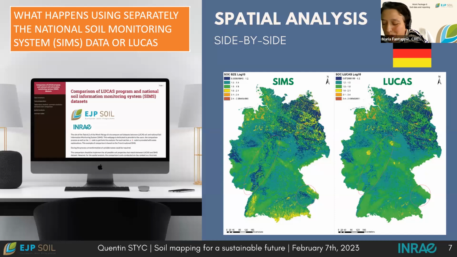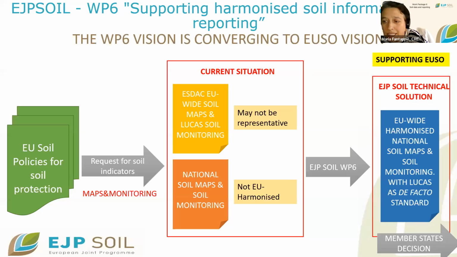And then finally, I will go very fast through the last few slides. I want to present that in EJP SOIL Work Package 6, we are doing a lot of work to analyze what happens if you use national monitoring system data or local data sets at European level. And you can see here an example in Germany where you can see very different results. As was presented by David, our aim is to come to an integration of these data sets, the national and the European level data sets, to avoid the problem of having data that are perhaps not representative for Europe with only LUCAS, but also the problem of not having harmonized maps at European level if you adopt only national data.